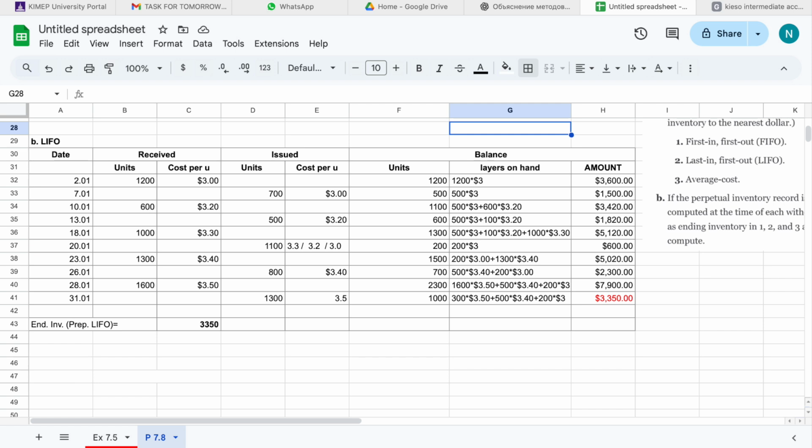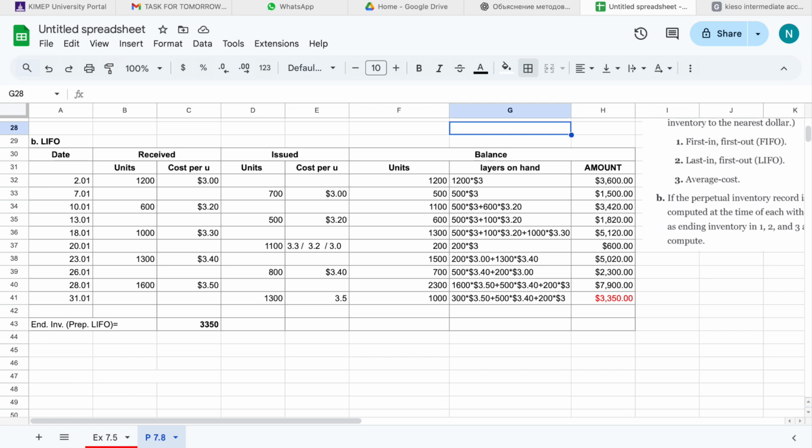January 20th spans multiple layers. We're going to use 700 at 3.30 to exhaust that layer, and we also need 400 more. So we're going to use 100 at 3.20 plus 300 at $3. So the balance after is going to be 200 at $3. So the total amount is 600.